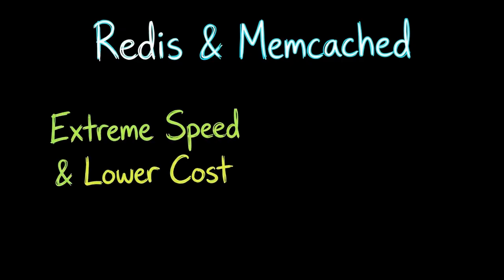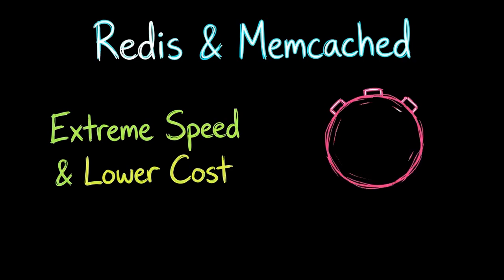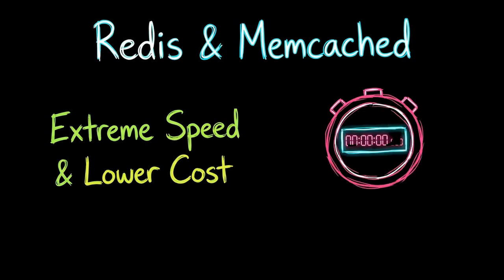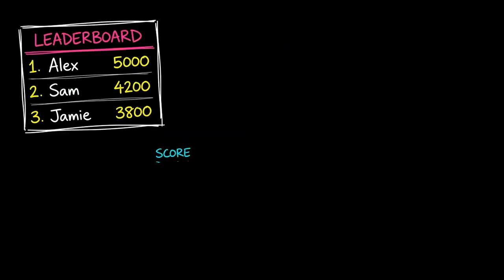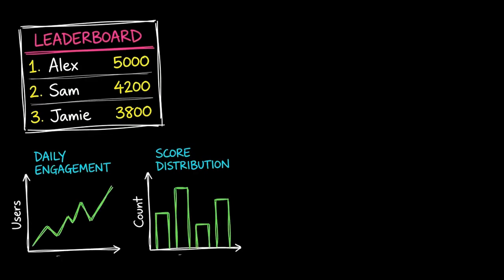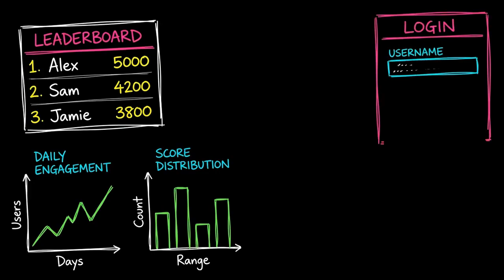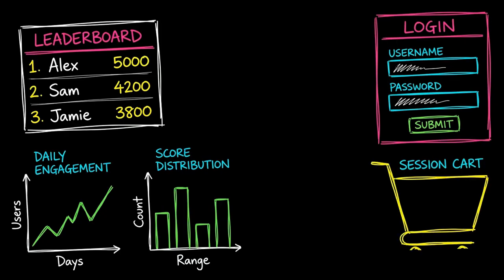So why do you need ElastiCache? Two reasons matter most: extreme speed and lower cost. Because ElastiCache keeps data in memory instead of on disk, it delivers sub-millisecond latency. That's fast enough that users don't perceive any delay at all. This makes it perfect for gaming leaderboards that update constantly, real-time analytics dashboards, and user session data. Session data includes things like keeping a user logged in or remembering what's in their shopping cart as they move from page to page.